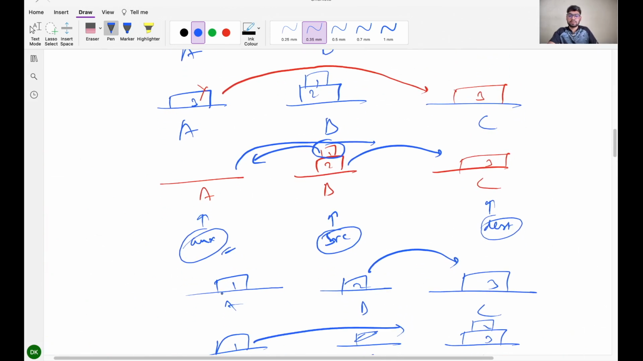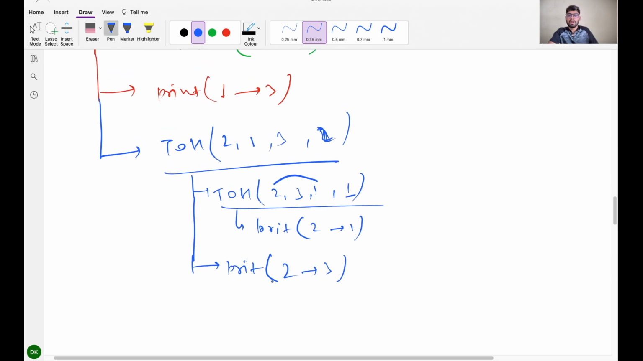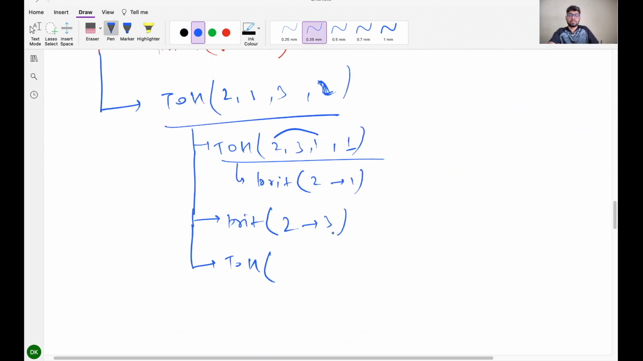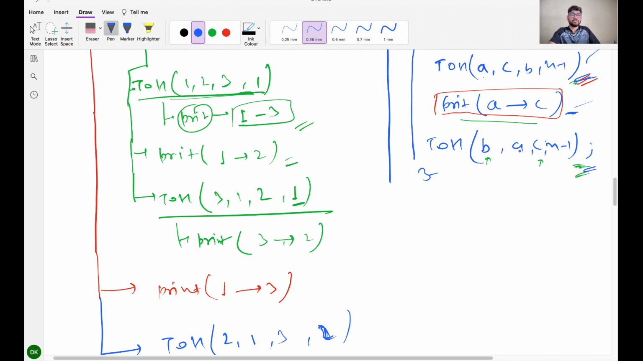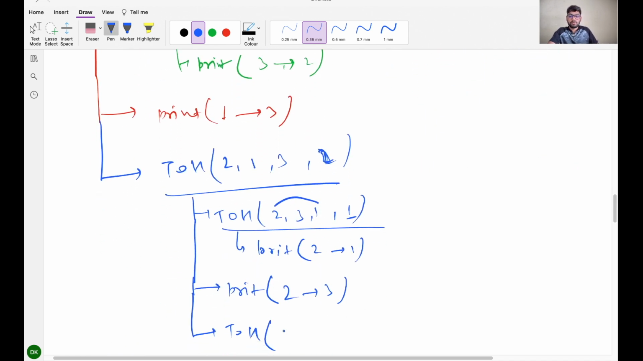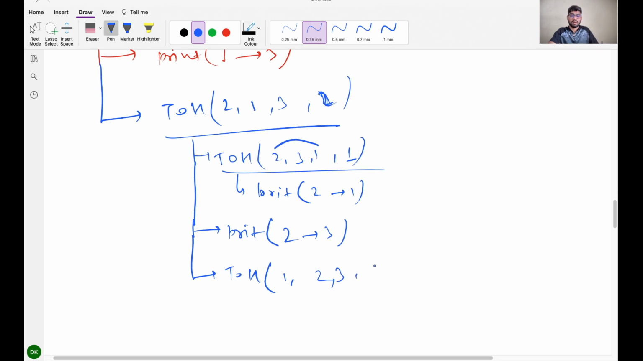After placing the auxiliary disk from B to A, I just have to place my second disk from B to C, that will be 2 to 3. Okay, and after that I again call TOH, that will be my third step, again call my TOH function, that would be from B to C using A as auxiliary, and the n is for n equal to 1.